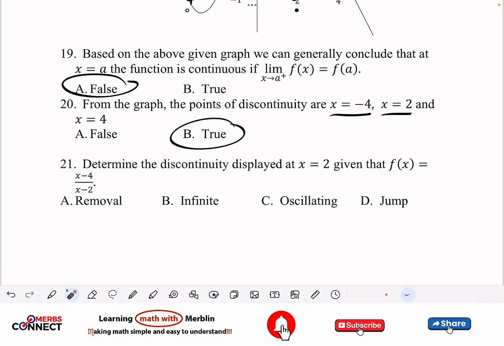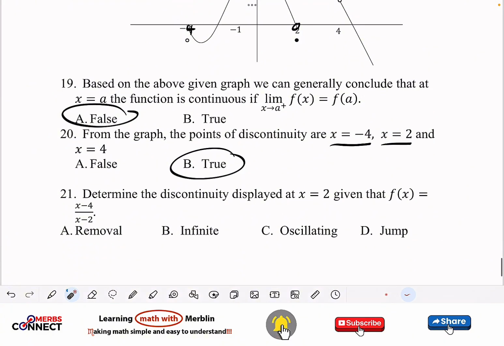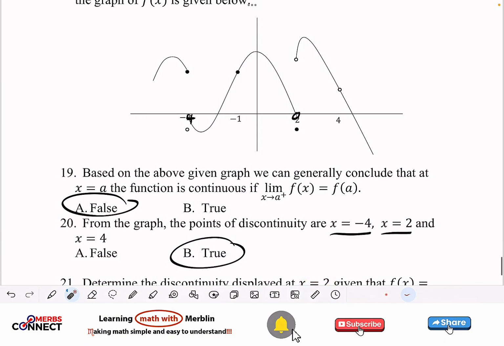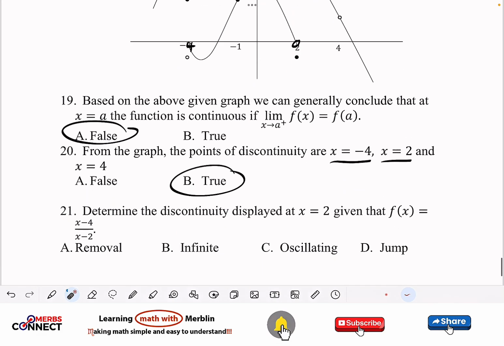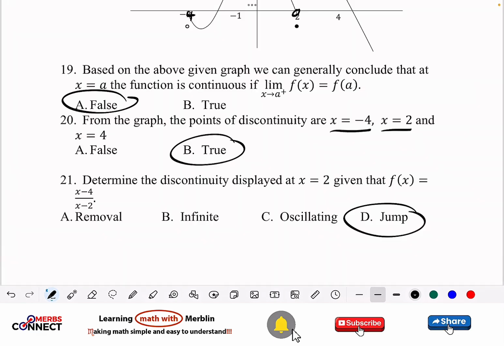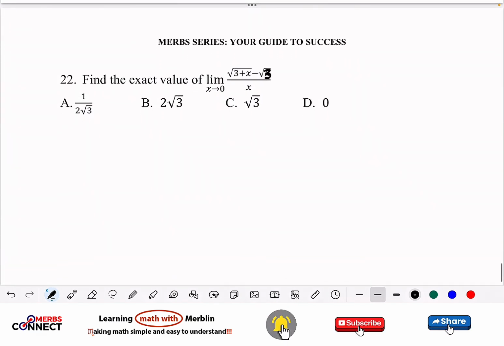Now determine the discontinuity displayed at x equal to 2 of this function. So at x equal to 2, we have a jump discontinuity. So let's look at question 22. Question 22, we want to find the exact value for this.